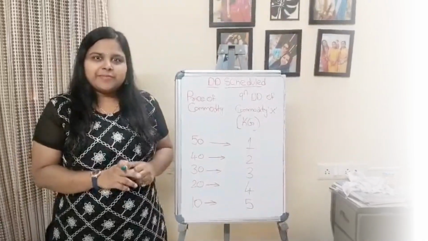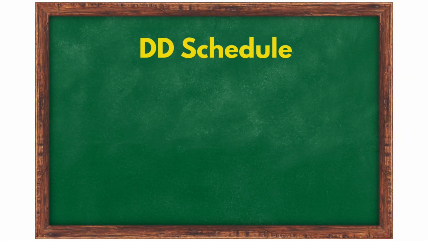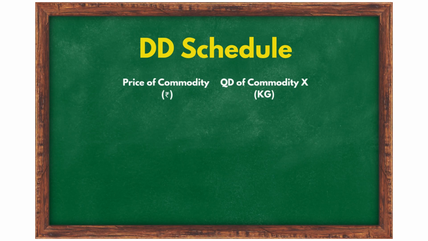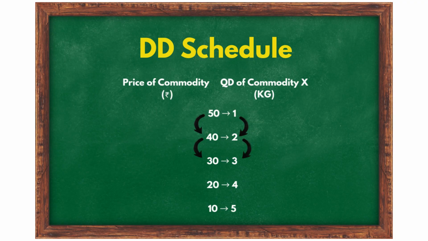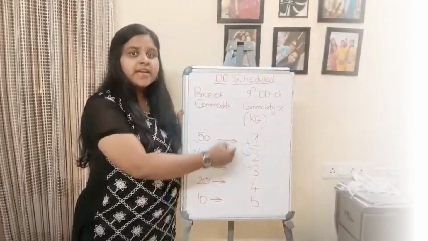Okay, now I'll explain the demand curve with the help of a demand schedule. The first column represents the price of a commodity, whereas the second column shows the quantity demanded for a commodity. Say, for example, if the price of a commodity is 50 rupees, then the demand for that product is say 1 kg. But when the price falls from 50 to 40 rupees, then the demand for that commodity increases from 1 kg to 2 kg. Again, when the price falls from 40 to 30 rupees per kg, then the quantity demanded for that product increases from 2 to 3 kg. So it shows when the price falls, the quantity demanded rises. That means the demand for a commodity rises.